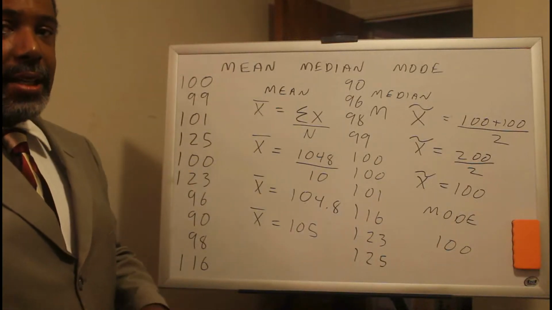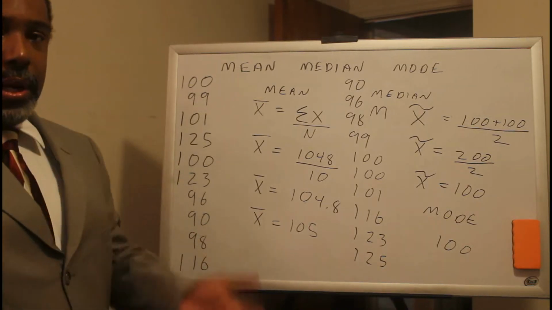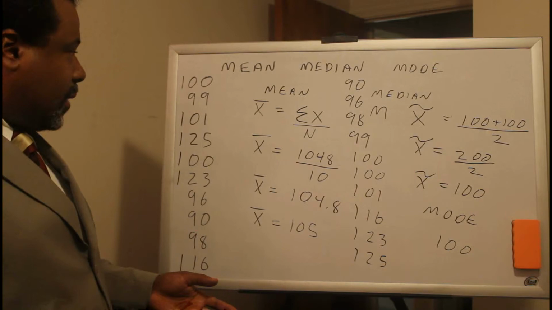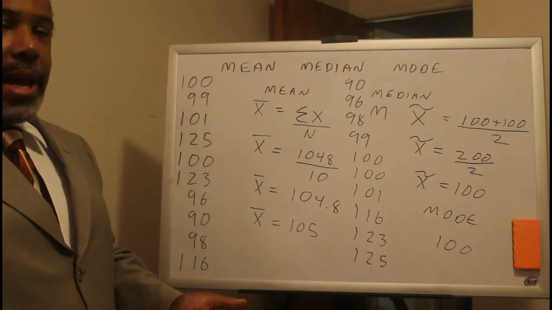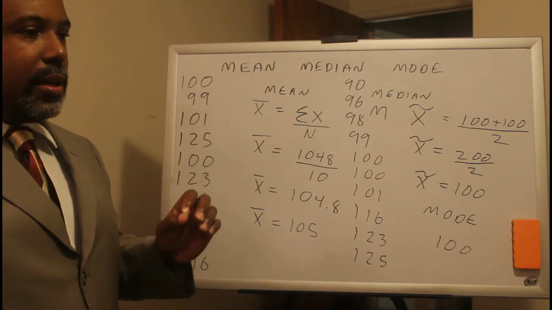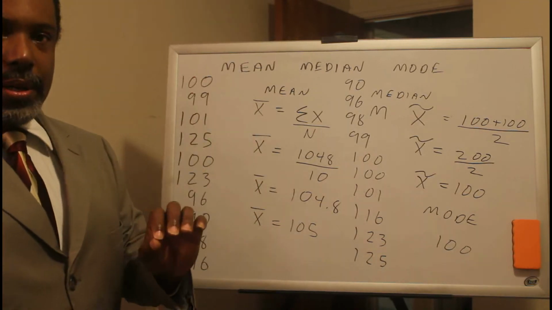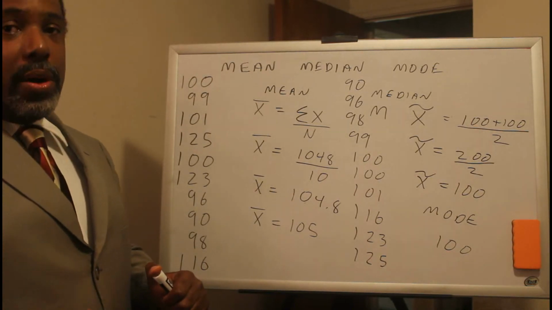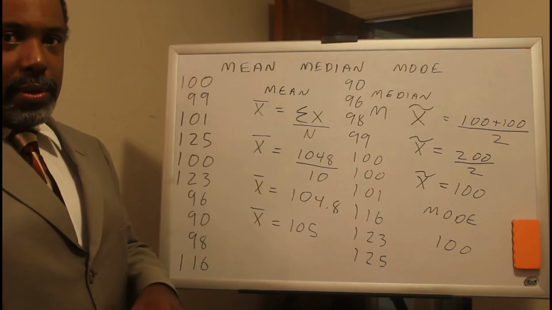Now you may find a case when you're doing this in which there may be two numbers that appear twice. In that case, we would say that the data set is bimodal, meaning it has two modes. There are even some cases where you may have a very large data set and there might be a particular number that appears 3 times, another number that appears 3 times, and even a third number that appears 3 times. That means we have 3 modes. We would call that data set multimodal. It has more than one mode.